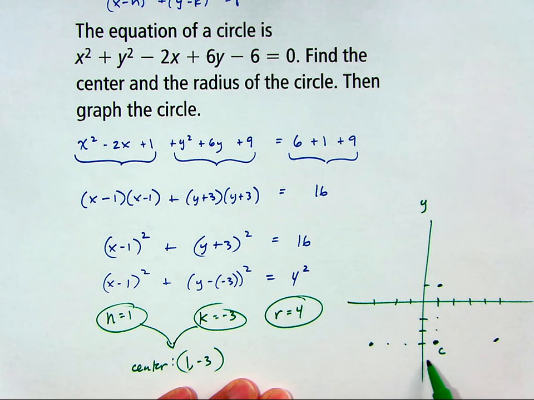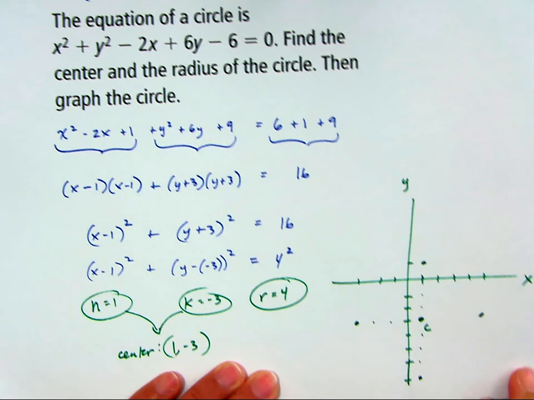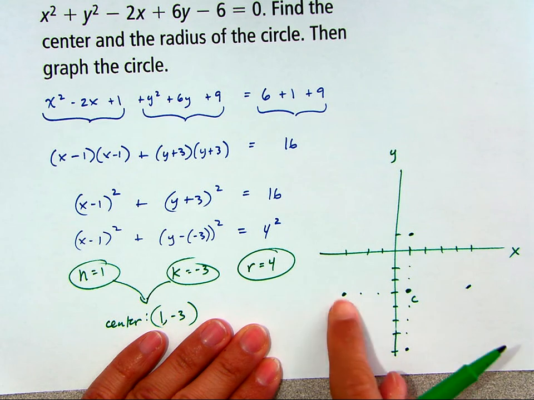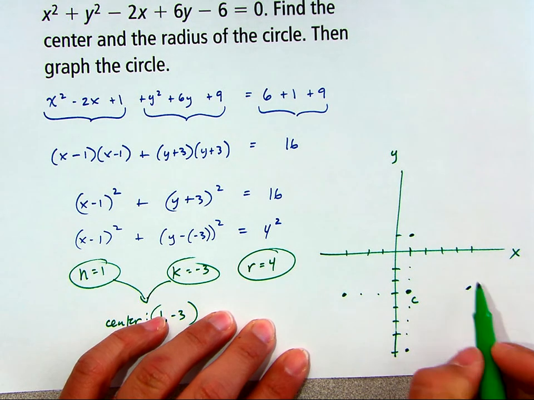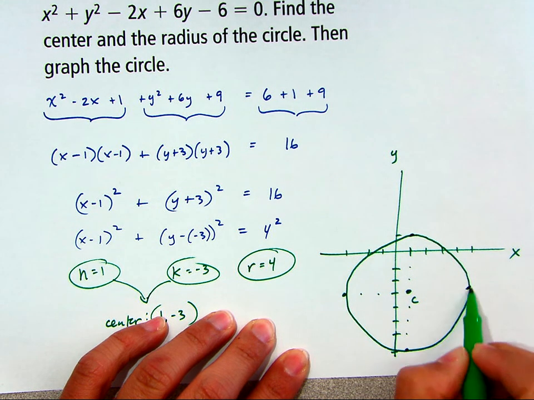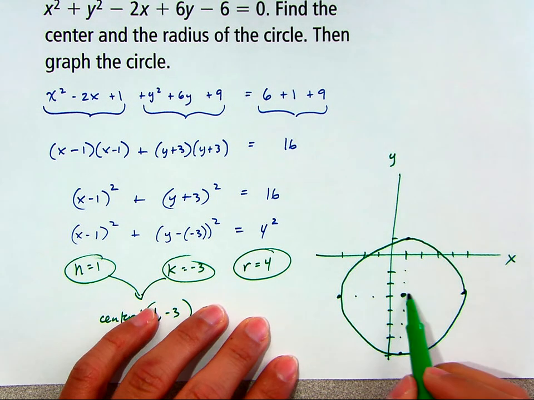And 4 down, right? We have the topmost part of the circle, the bottommost part of the circle, the leftmost and the rightmost part of the circle, right? And then we can just sketch that circle now, okay? And so the radius is 4.